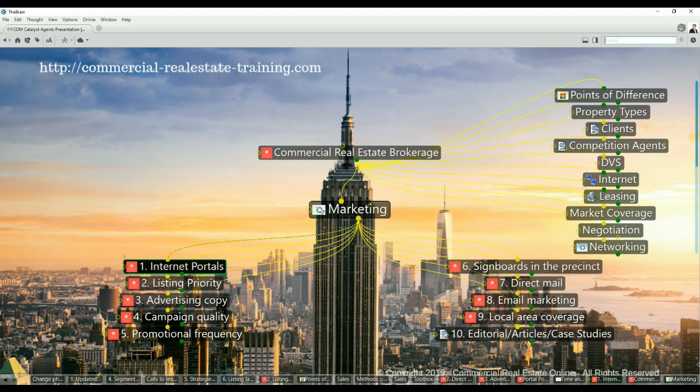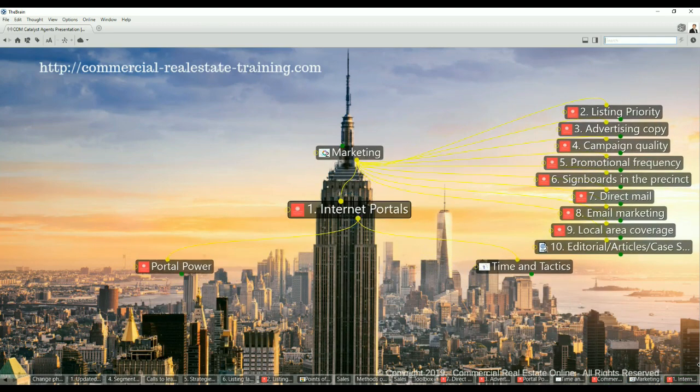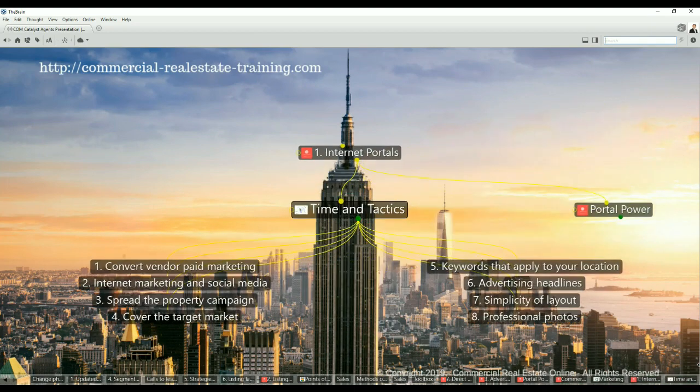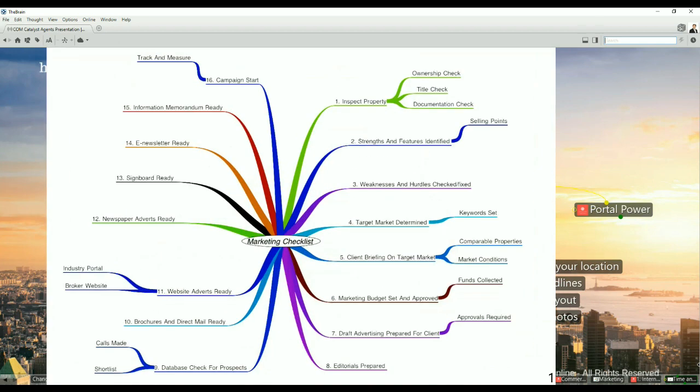So let's now go into the internet portals. And today I'm going to go into time and tactics. The suggestion here is that you should be promoting the property comprehensively on the portals, and there are time issues to consider and tactics to consider. Again, at the website and in this particular chart, I've put this checklist for you. There are 16 things in this checklist that you should consider for the property listing.